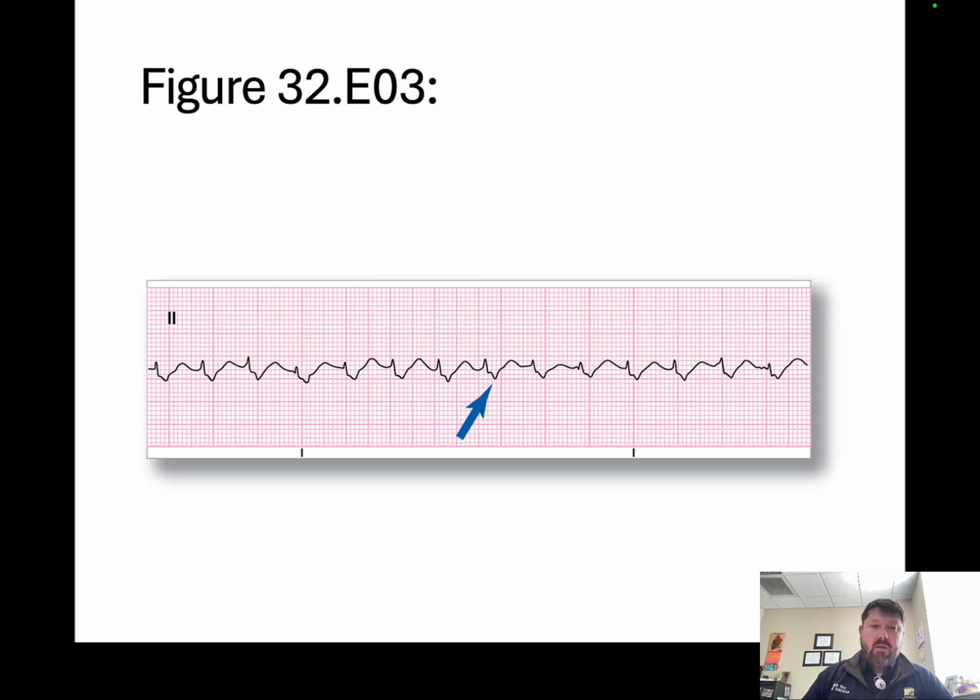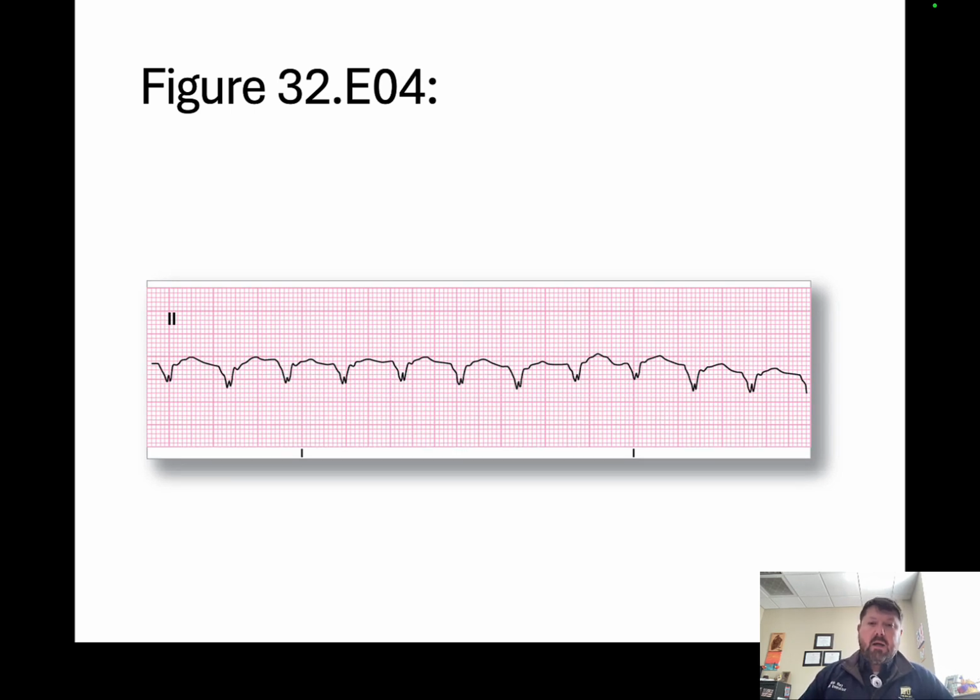Now the rate's only 140 on this patient, but it still is VTAC. In this rhythm, you've got wide complex at a real high rate. The blue arrow could indicate pseudo S wave, or it could be the morphology of the S wave itself. This is a ventricular tachycardia at a rate of around 110 to 120.